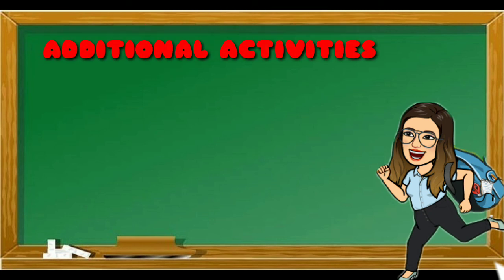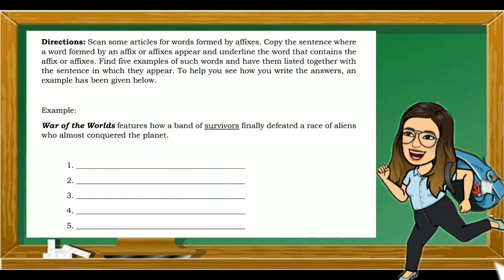Additional Activities. Directions. Scan some articles for words formed by affixes. Copy the sentence where a word formed by an affix or affixes appears and underline the word that contains the affix or affixes. Find 5 examples of such words and have them listed together with the sentence in which they appear. To help you see how to write the answers, an example is given below.